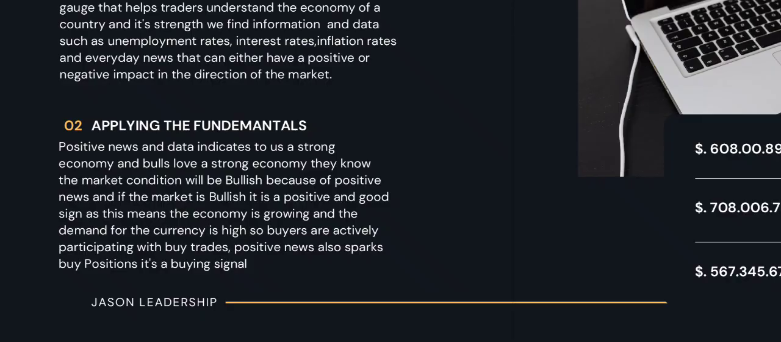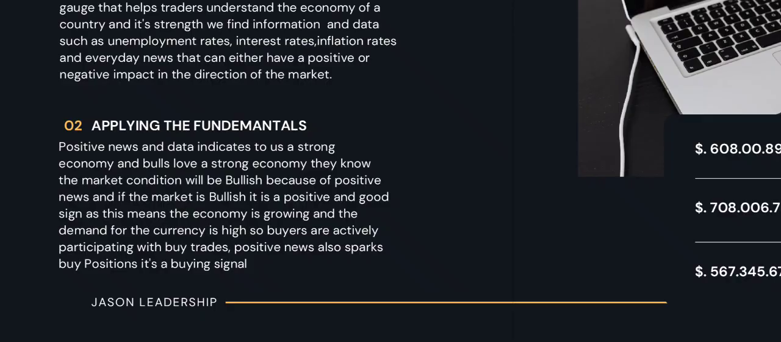The market's reaction will be determined on the charts as to how the news impacted the direction or the strength of that economy. If the market is bullish, it is a positive and good sign, as this means the economy is growing and the demand for the currency is high. So buyers are actively participating and opening buy trades.